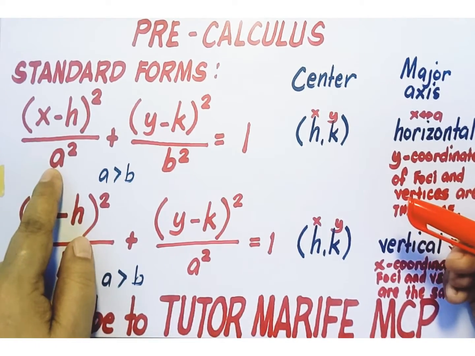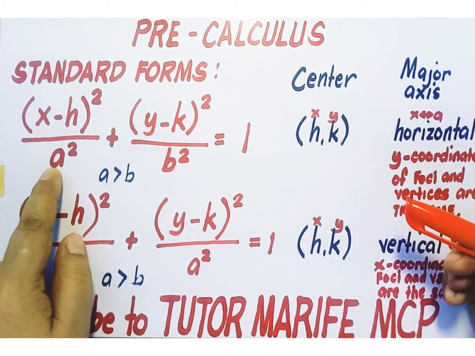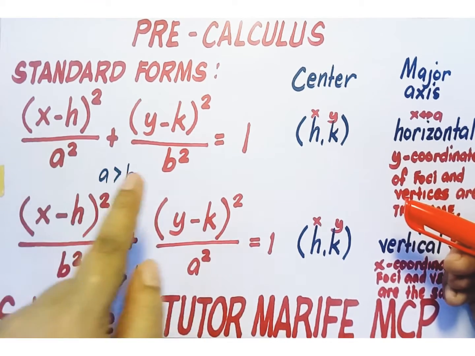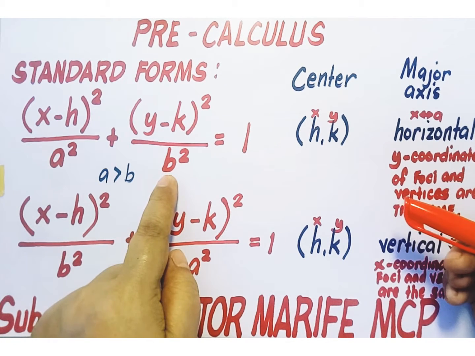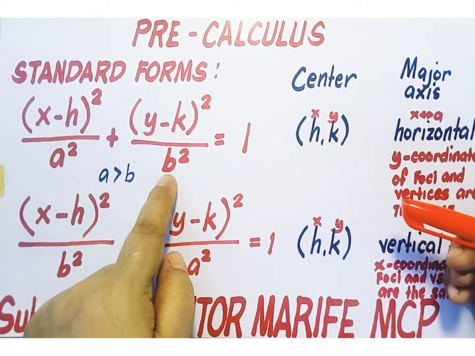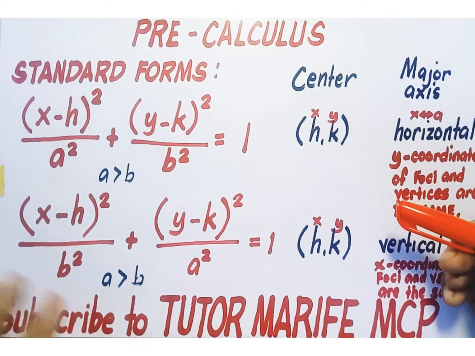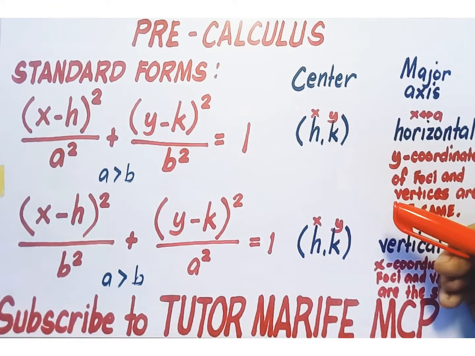a represents 1/2 of the length of the major axis, or the distance between the center and the vertex of an ellipse. b represents 1/2 of the length of the minor axis, or the distance between the center and the co-vertex of an ellipse. Remember that the major axis is the longest diameter of an ellipse, while the minor axis is the shortest diameter of an ellipse.